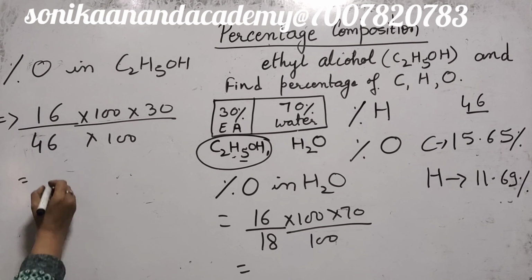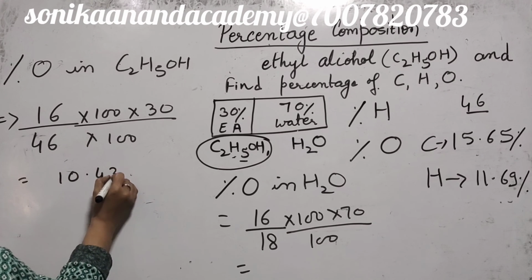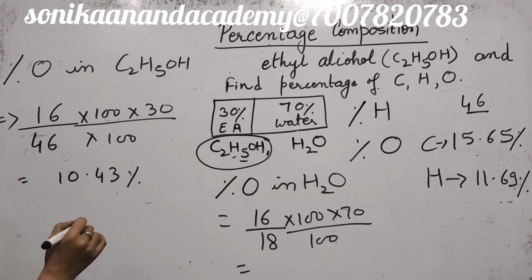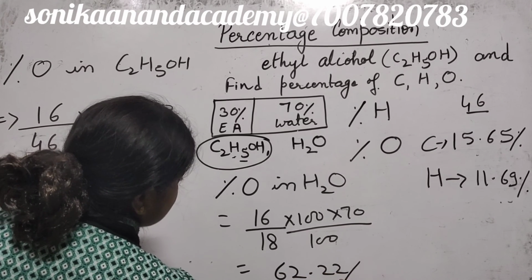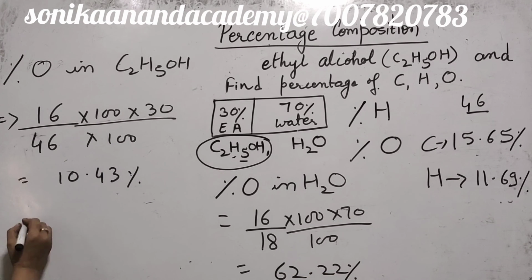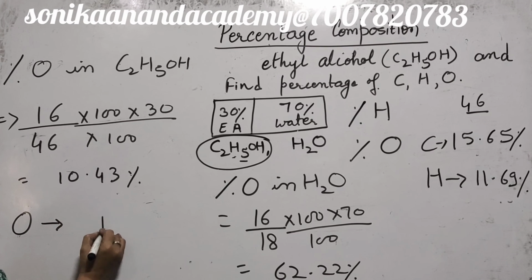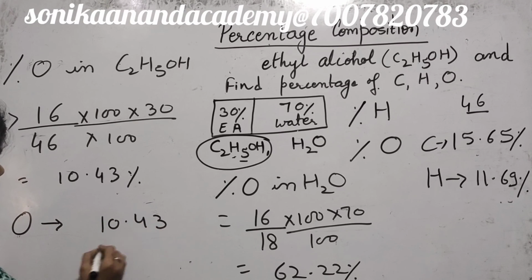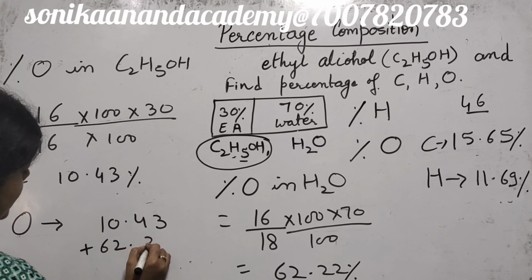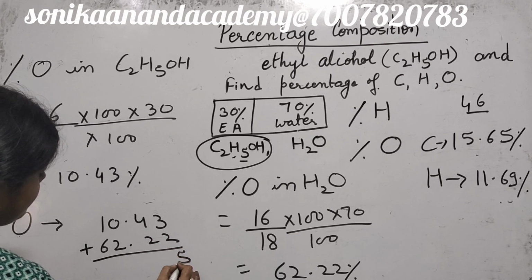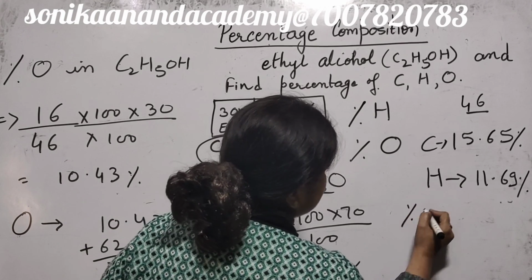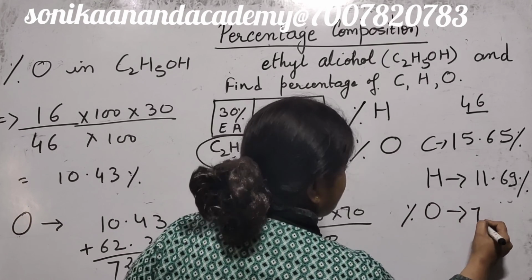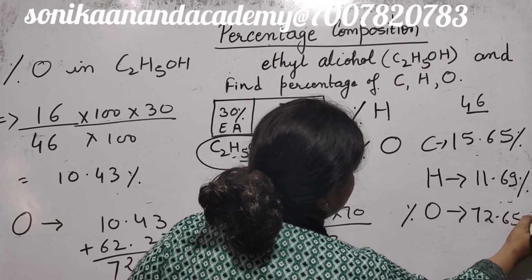The answer here is 10.43% and here the answer is 62.22%. So overall percentage of oxygen is what? 10.43 plus 62.22%. We get 72.65%. That is, percentage of oxygen is 72.65%.